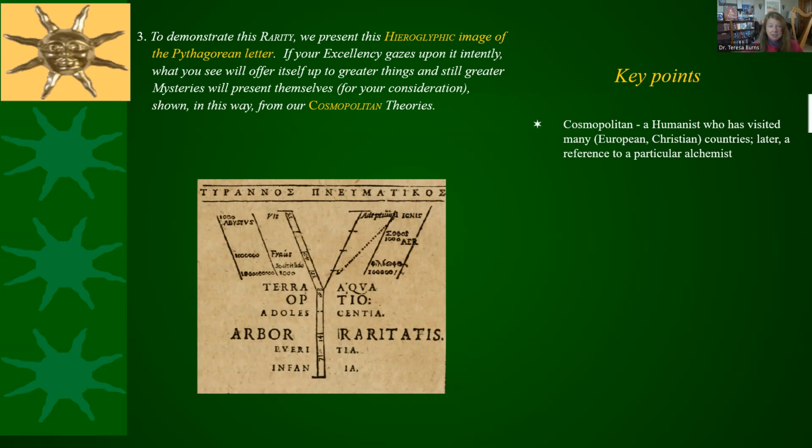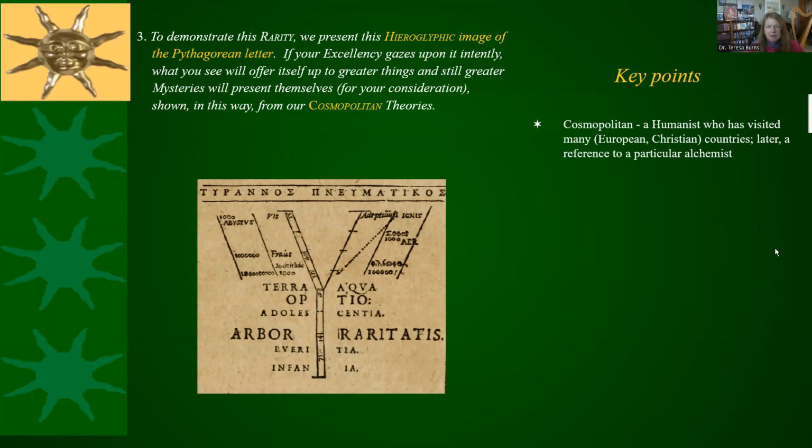They're a cosmopolitan. Now, later it becomes a reference to a particular alchemist, and this is in a time a couple generations later. There is a cosmopolitan alchemist who is mysterious and can do great things. But I only mention that because alchemy is one of the things that you might be learning about, philosophical alchemy.